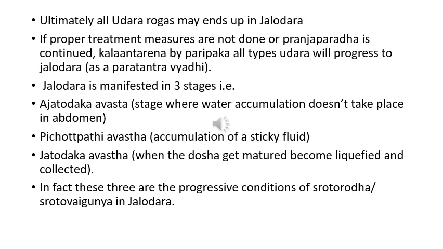Jalodara is manifested in three stages: Ajata Udaka Avastha, Pichotpati Avastha and Jata Udaka Avastha. This was explained earlier. Ajata Udaka means where water accumulation doesn't take place. Pichotpati is the accumulation of sticky fluid, and Jata Udaka is where the dosha gets matured, liquefied, and collected. All the fluid in the body gets collected in the abdomen. That is Jata Udaka Avastha. So in fact, these are the progressive conditions of Srotorodha or Sroto Vaigunya that is happening in the Samprapti, stage by stage in the Jalodara.